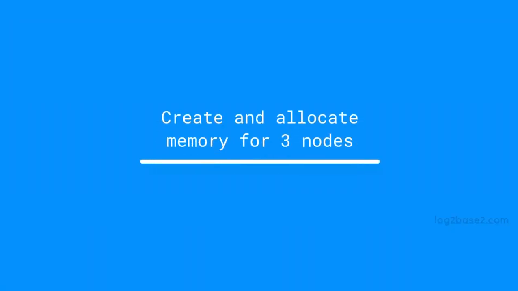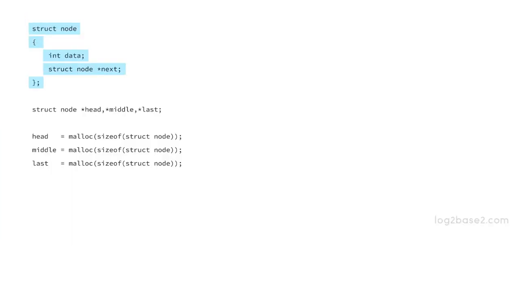Let us see a sample program to create a circular singly linked list with 3 nodes. First, create a structure for the node of the circular linked list. A node should have a data part and a link part. The data part can be of any type, for example integer. So write int data to store the information. And then we have struct node star next, which is used to refer to the next node. That is, it will hold the address of the next node.